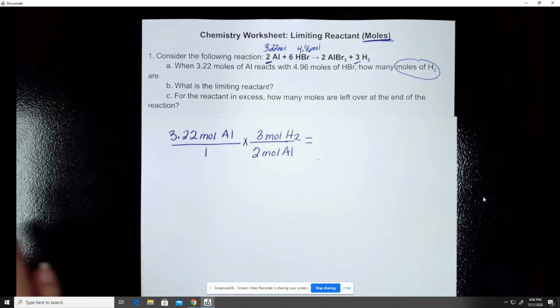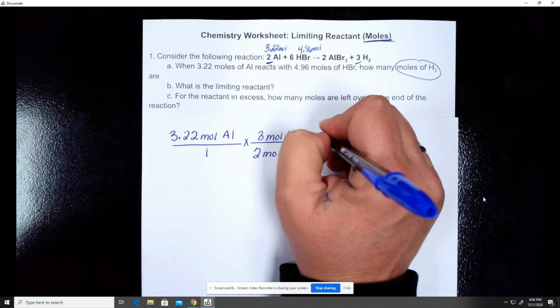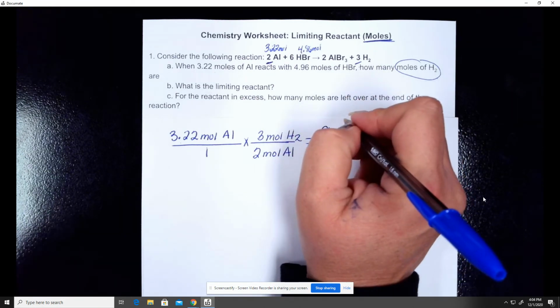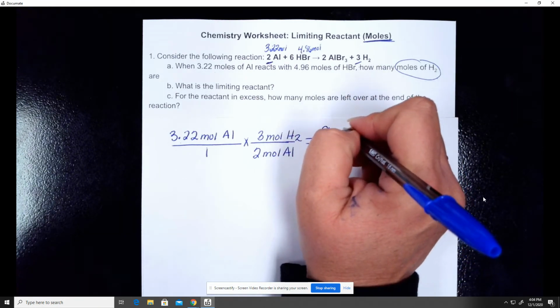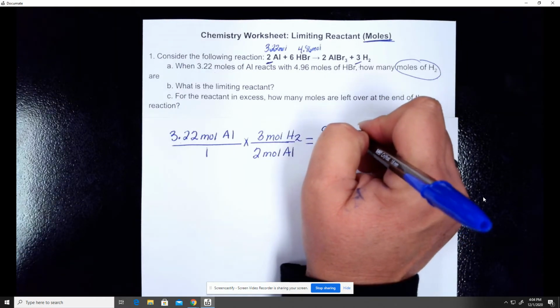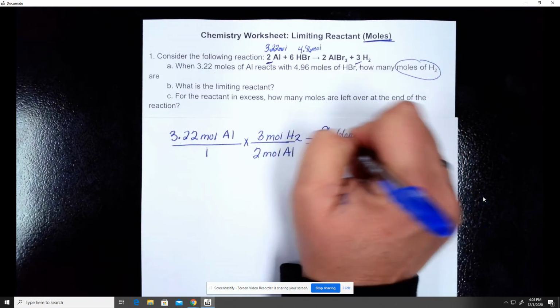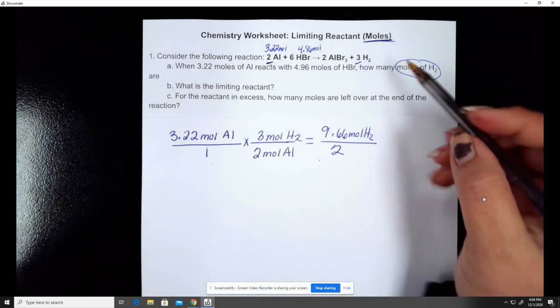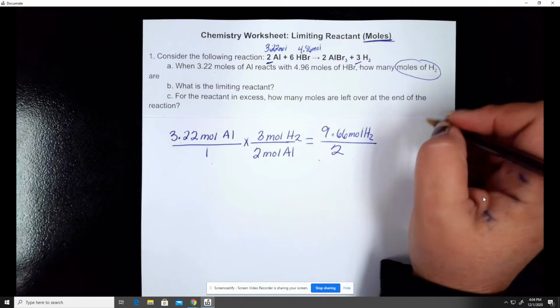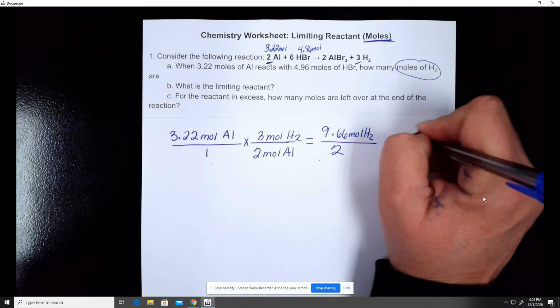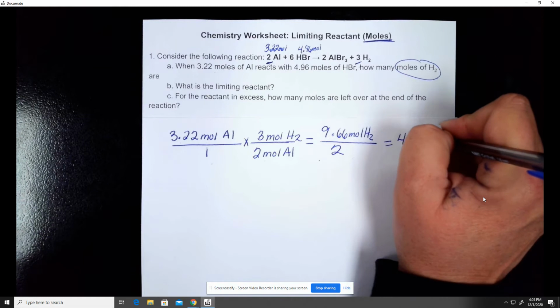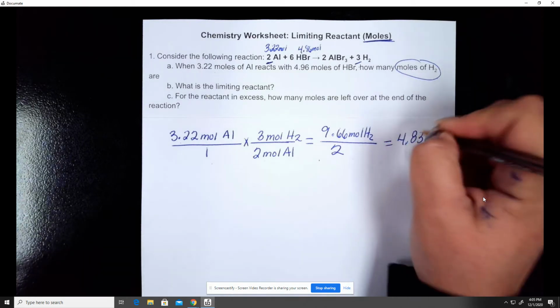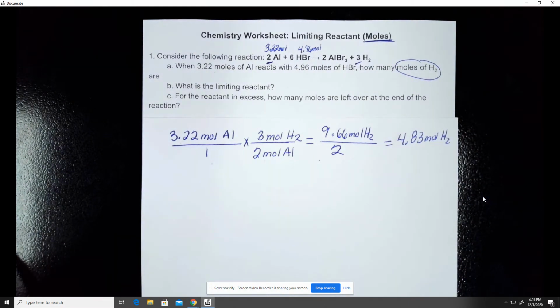So I'm going to plug that into my equation. I'm going to take 3.22 and multiply that by 3 for 9.66 moles of hydrogen on top. 1 times 2 on the bottom. All right, and then top divided by bottom, we get 4.83 moles of hydrogen produced if I start off with 3.22 moles of aluminum.